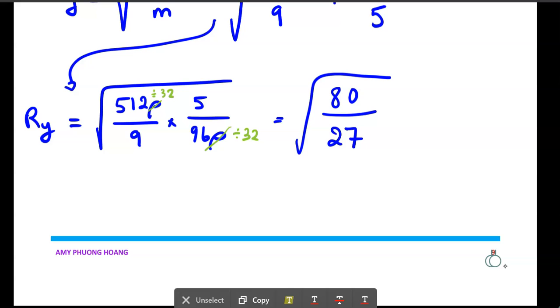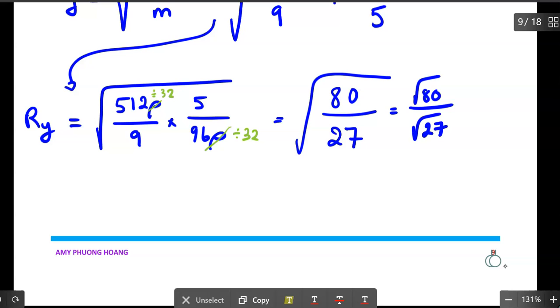Okay, simplify your answer. We are going to review some radicals. In this case, I will have root 80 divided by root 27. So what you are going to do next is find a perfect square that, multiplied with a number, will give you 80, and a perfect square multiplied by a number to give you 27.